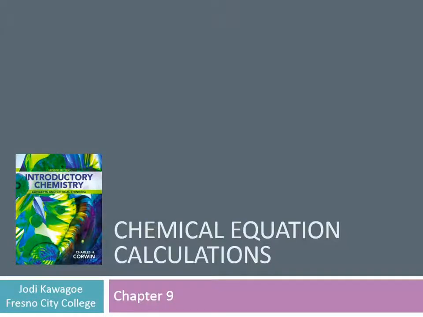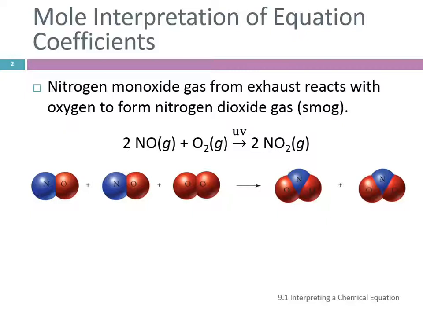Chapter 9, Chemical Equation Calculations. We learned how to write and balance chemical equations, and now we're going to learn how to get even more information out of these equations. We can interpret equation coefficients in different ways.